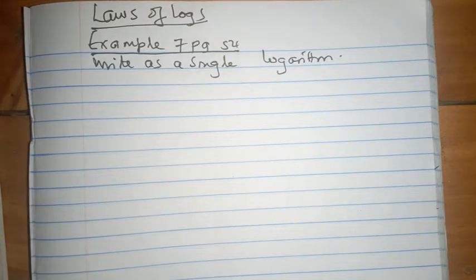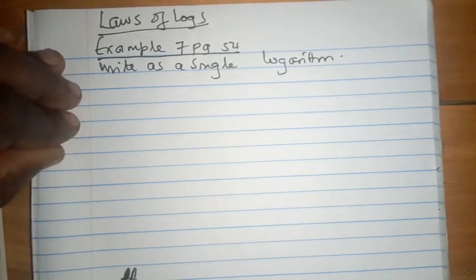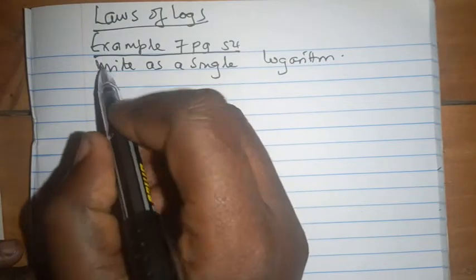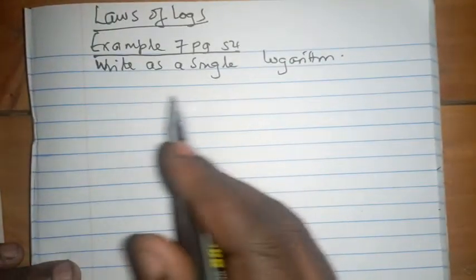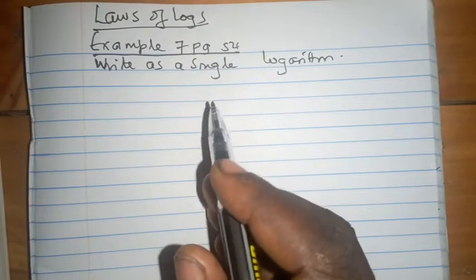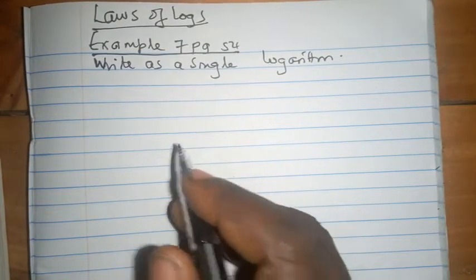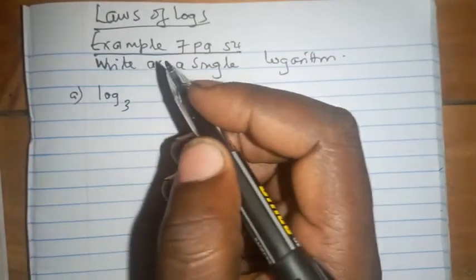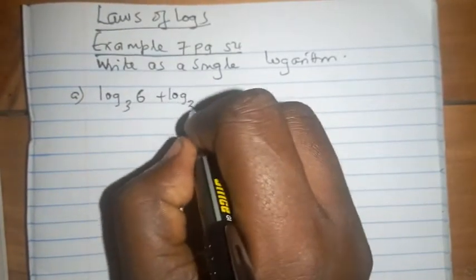And in this video, having outlined the laws of logarithms, I want us to just practice a little bit of how to manipulate the laws of logarithms and write some expressions as a single logarithm. For example, part A, we are given log to base 3 of 6 plus log to base 3 of 7.